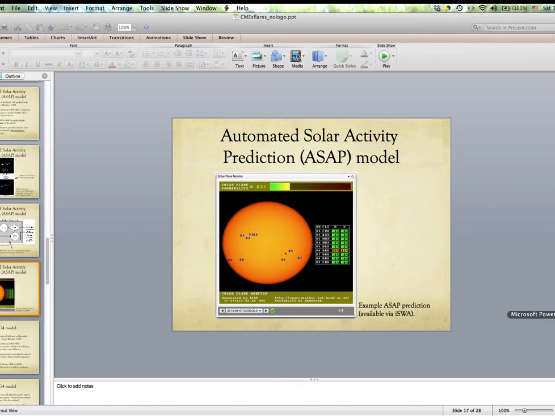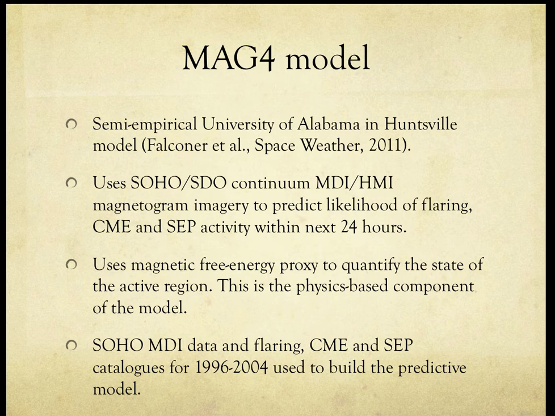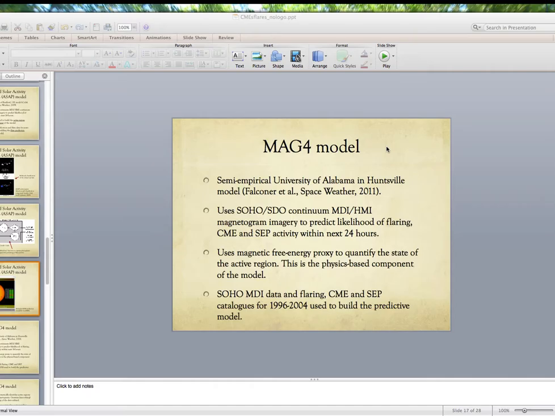Check out the model through the ISWA displays. Let's then move to a MAG4 model, which is another type of state-of-the-art flare prediction model. This is more of a semi-empirical type of model, which is developed by University of Alabama in Huntsville. And this model is described in detail in Dave Falconer's paper that appeared in Space Weather 2011.